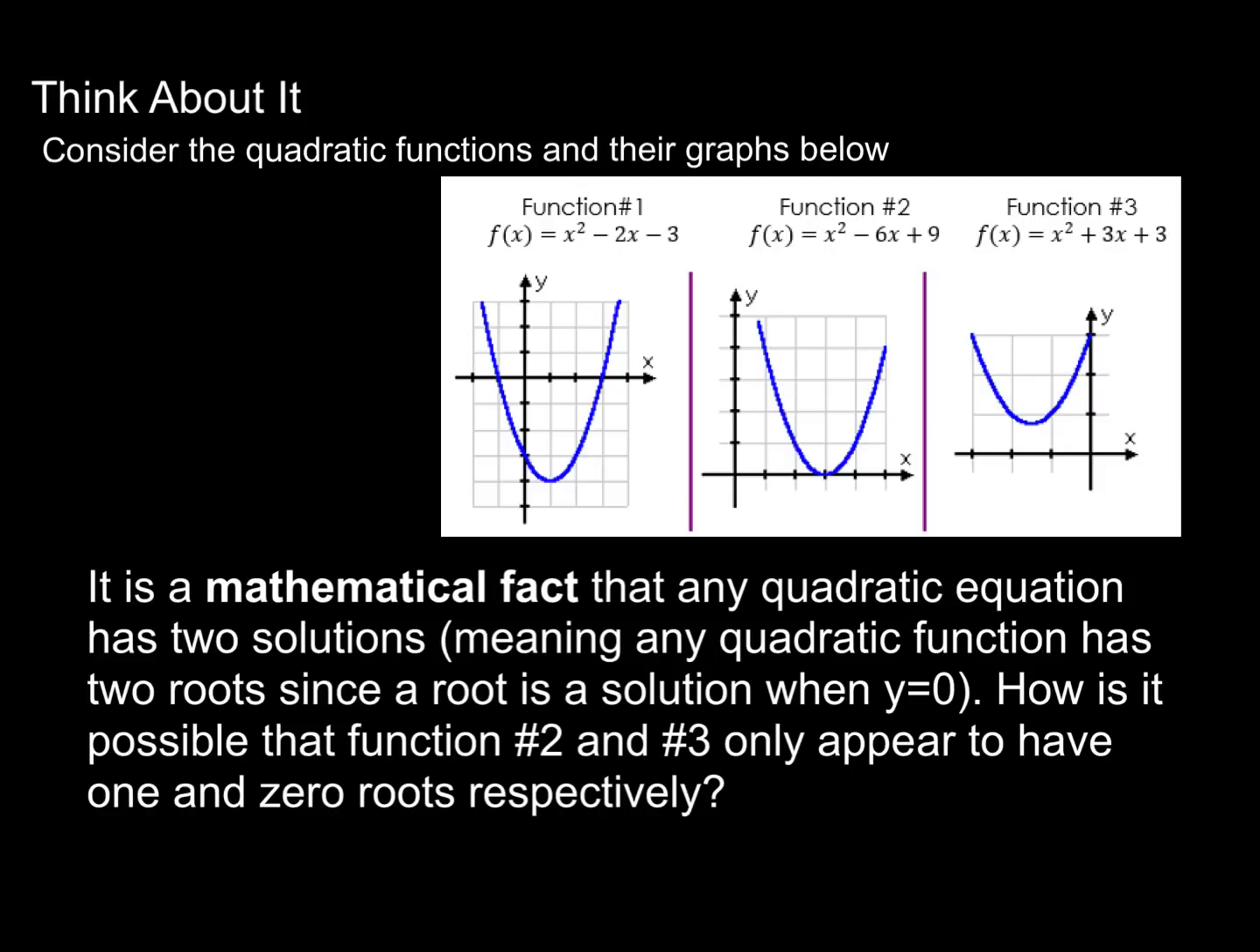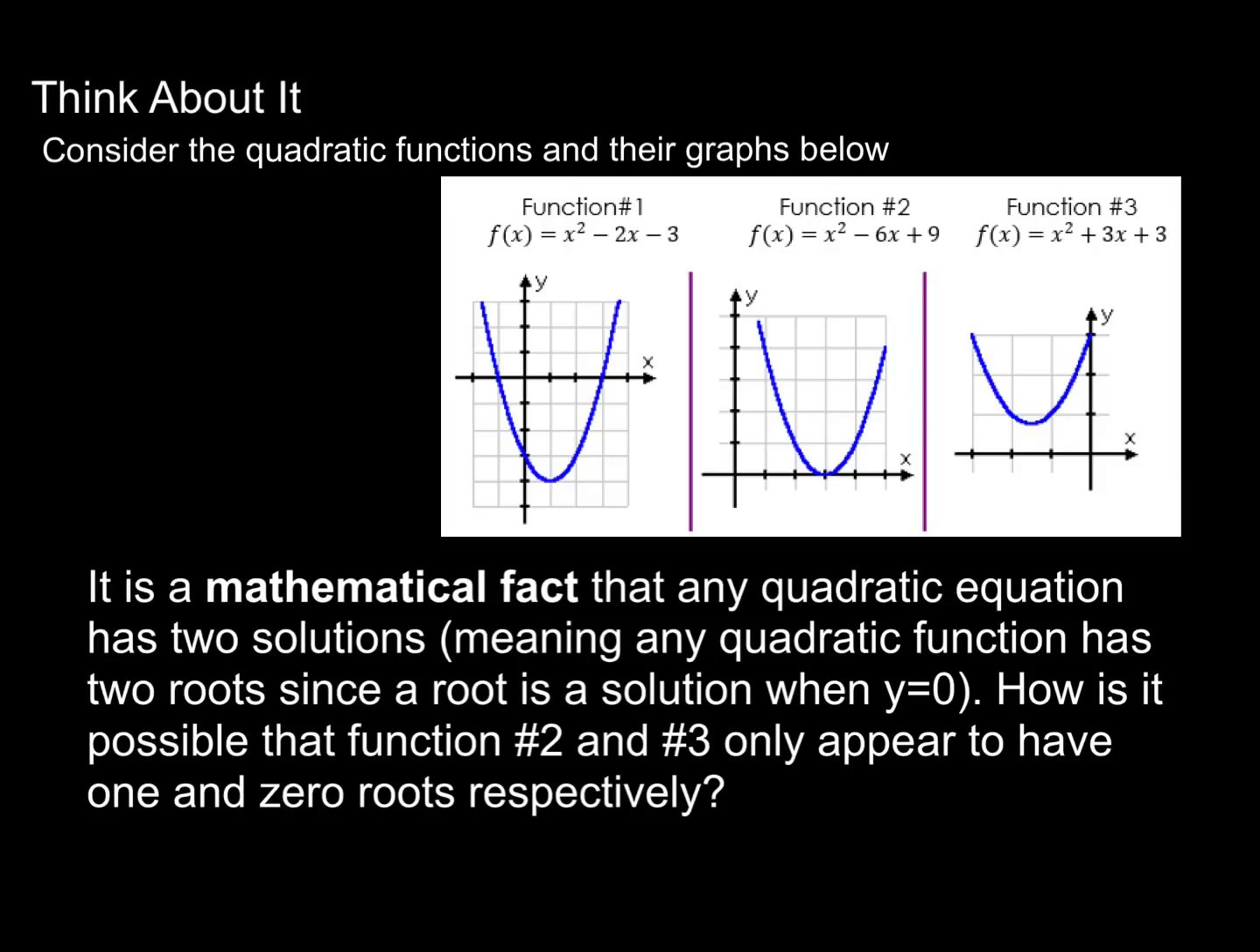Okay, consider the functions and their graphs below. Make sure these are sketched in your notes, including the functions. Now, it is a mathematical fact that any quadratic equation has two solutions. Now think about what this means. This means that any quadratic function has two roots, since a root is just a solution when you set y equal to 0. So you'd set your y variable equal to 0 and solve for x. In other words, you're solving a quadratic equation. It will have two solutions, therefore two roots.